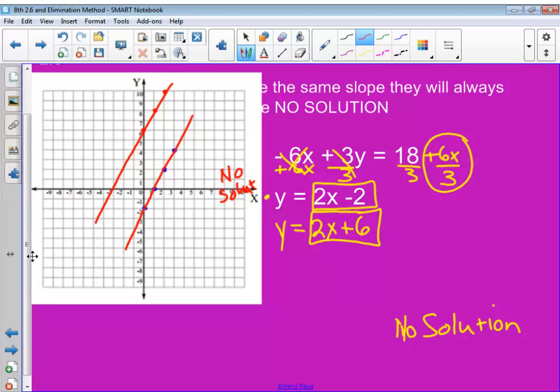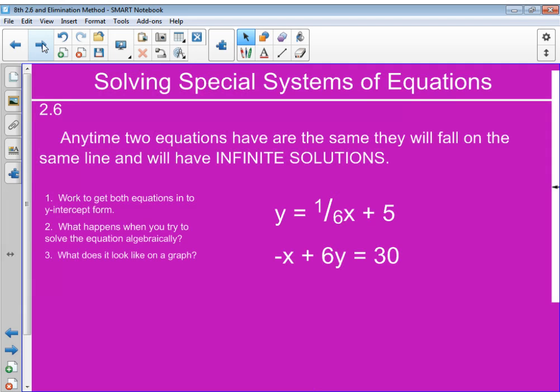Oops, O-U-T-I-O-N. Okay, so we're going to go ahead and look at another sample of a special equation, and that's when we would have an infinite set of solutions. So once again, our first step would be to get it into the y equals format. This first one's okay, because it already says y equals. We have to work through this one to get it to say y equals.